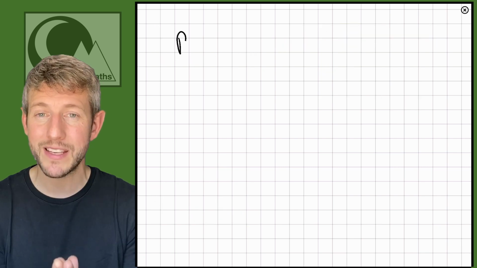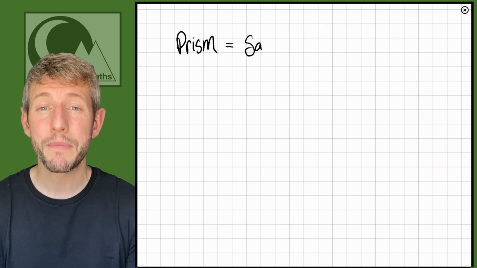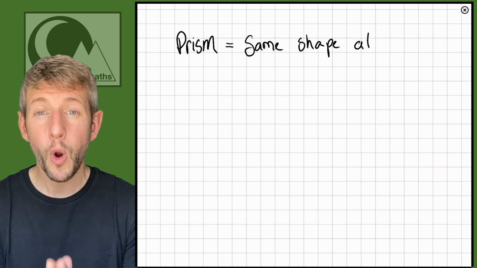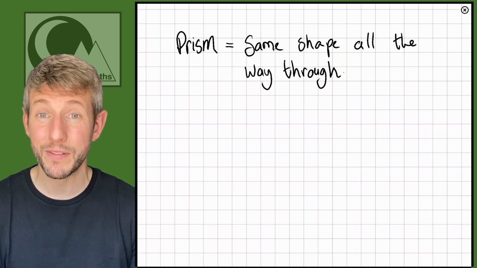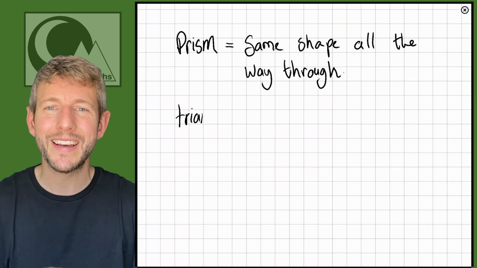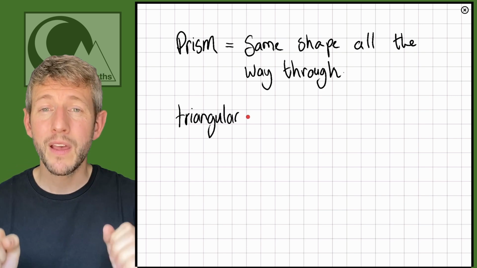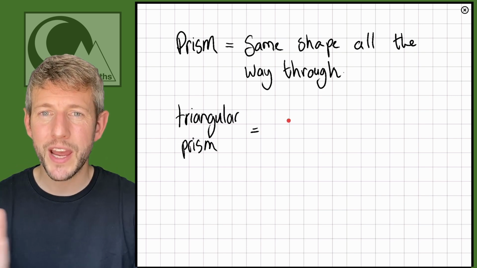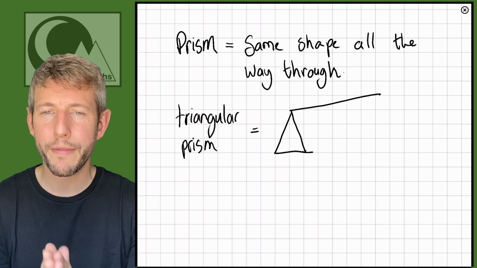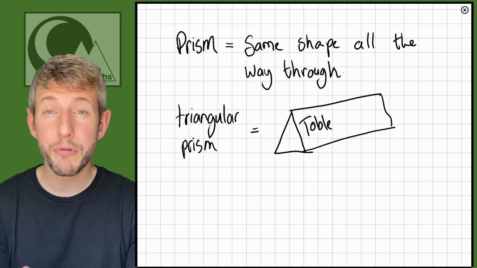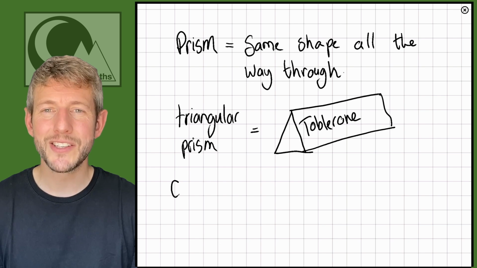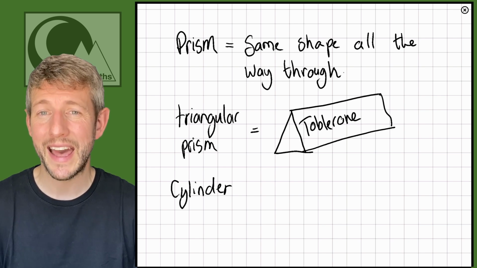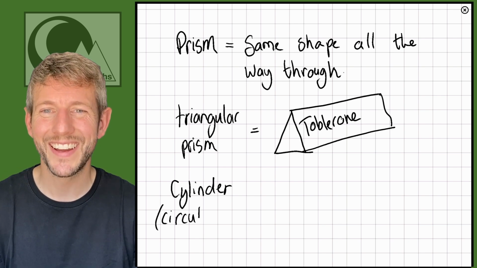Now, a prism is a 3D object, and it's a shape that is exactly the same shape all the way through. Okay, people often like to use the example of a stick of rock because if you snap it, it's got the same thing all the way through. A prism is any shape that is exactly the same all the way through. So a triangular prism is like the Toblerone box. A cylinder is a type of prism, just like a rolling pin.